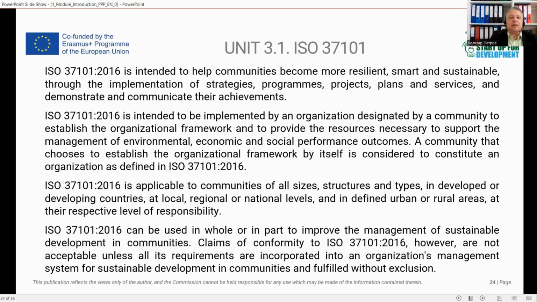It is applicable to communities of all sizes, structures, and types in developed or developing countries at local, regional, or national levels, and in different urban or rural areas and their respective level of responsibility. This standard can be used in whole or in part to improve the management of sustainable development in communities. Claims of conformity to this standard, however, are not acceptable unless all its requirements are incorporated into an organization's management system for sustainable development in communities and fulfilled without exclusion.